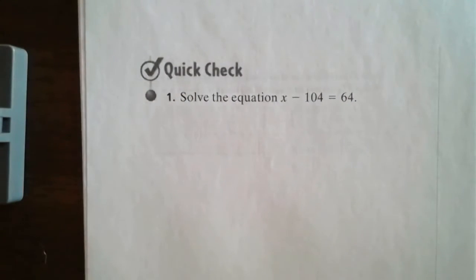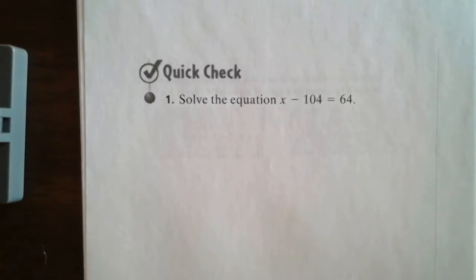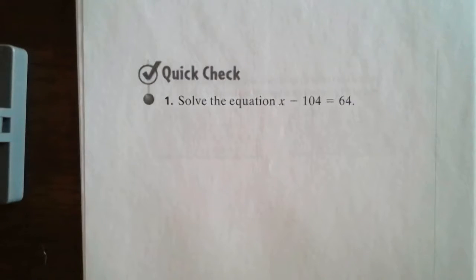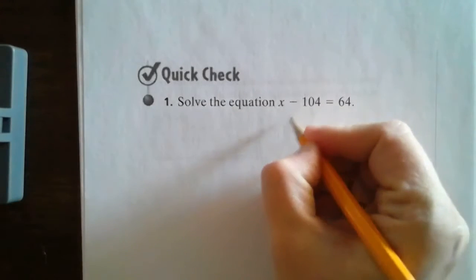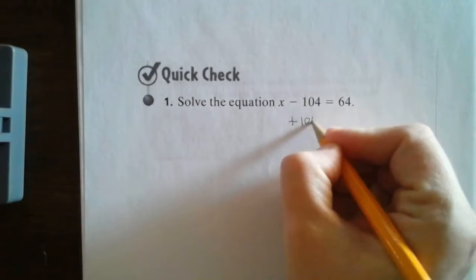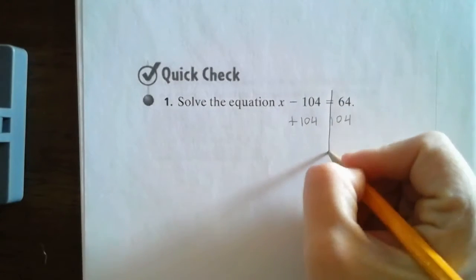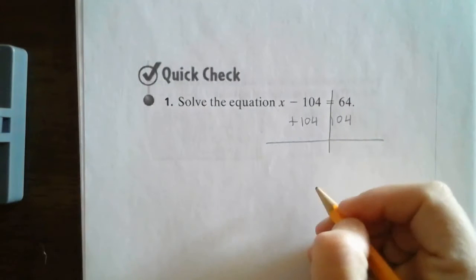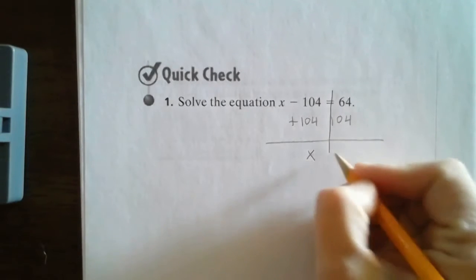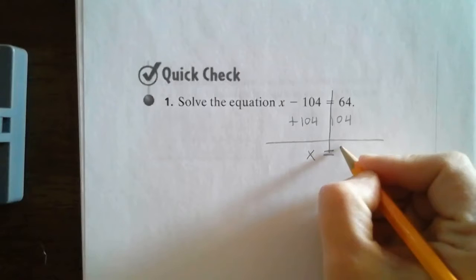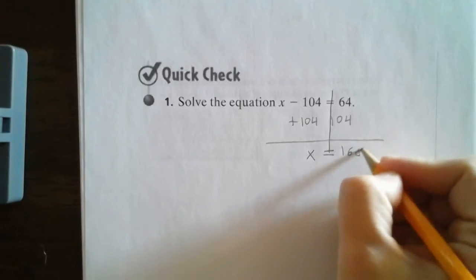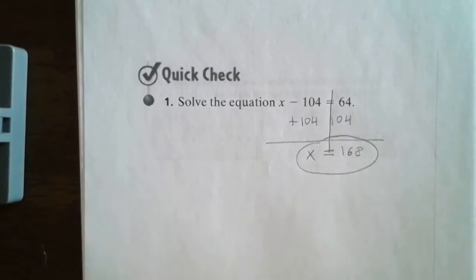Okay. So this is similar to the other one. Go ahead and try it. Alright, let's try it together. So I'm going to add 104 to both sides. This one is a little bit easier because I have both positive numbers. So on the left side I have x. On the right side is just 168. And I'm done. That's it. Okay. So these are the equations when I have a subtraction sign.